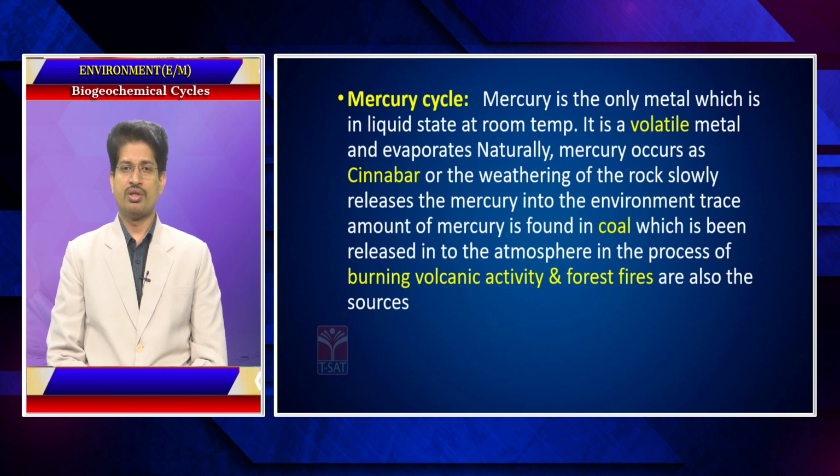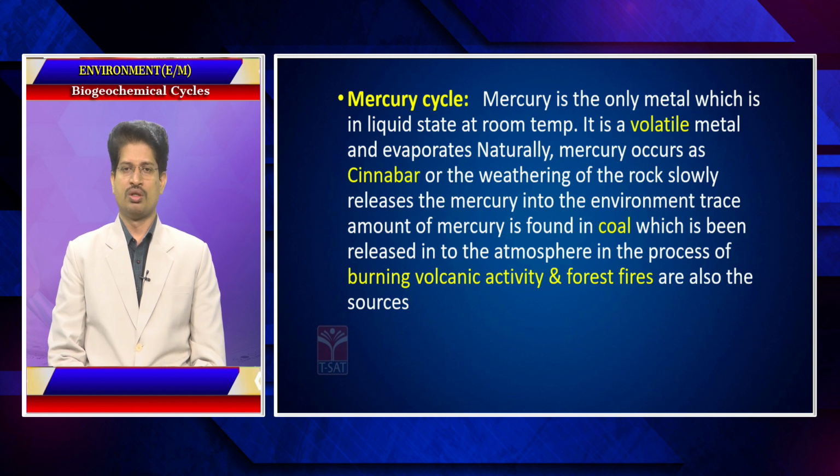So, mercury is the only metal which is in a liquid state at room temperature, can be a question. It is a volatile metal. Volatile means which can be turned into vapor very easily, and it evaporates naturally. Mercury occurs as cinnabar. So, what is the ore of mercury might be a question to you. So, cinnabar is the name of mercury ore, and weathering of rock slowly releases mercury into the environment.